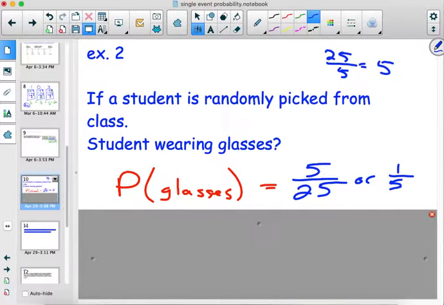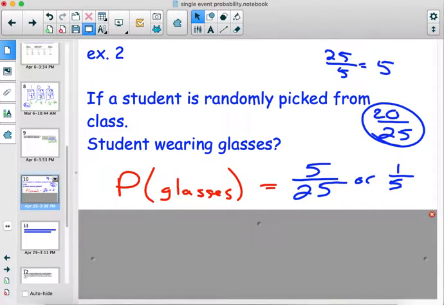Somebody help James fix his fraction. What's the probability of a kid not wearing glasses? It's the same thing. How many total kids are there in class? 25. Out of those 25 kids in here, how many of you are not wearing glasses? 20. 20 out of 25. That's what it would be. Just think about it. What's 20 over 25 plus 5 over 25? It'd be 25 over 25.